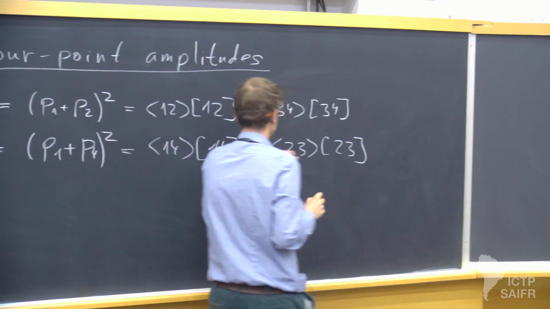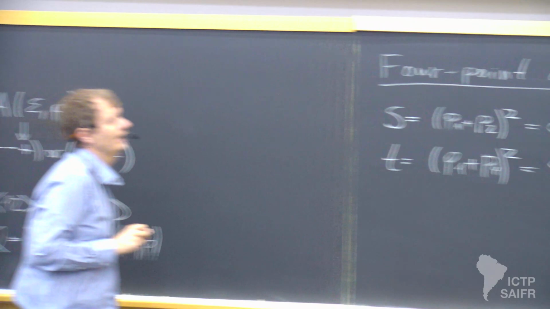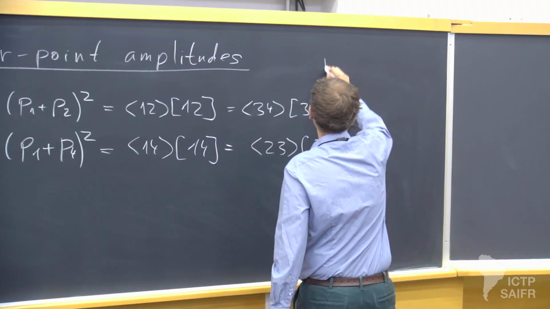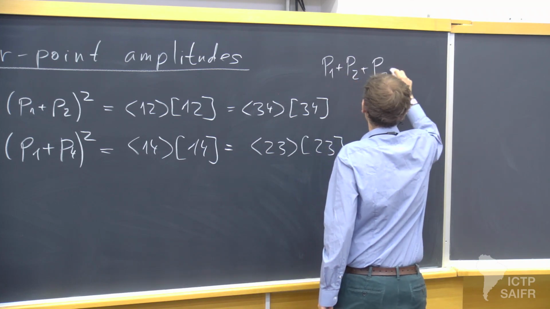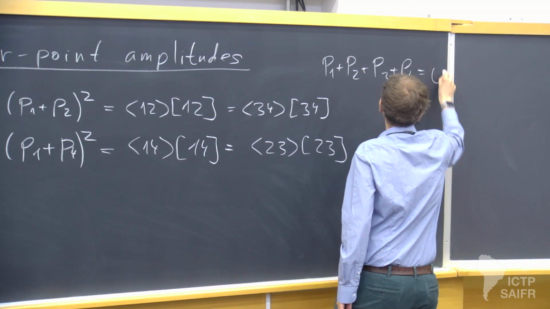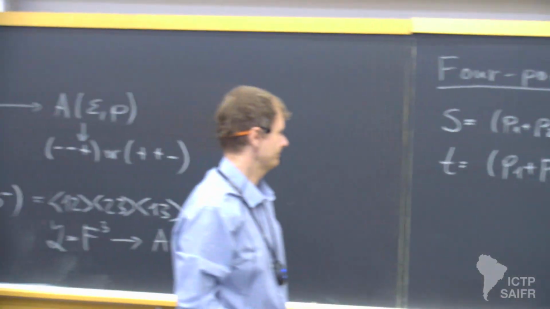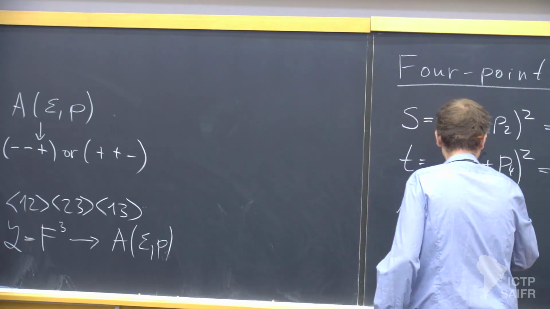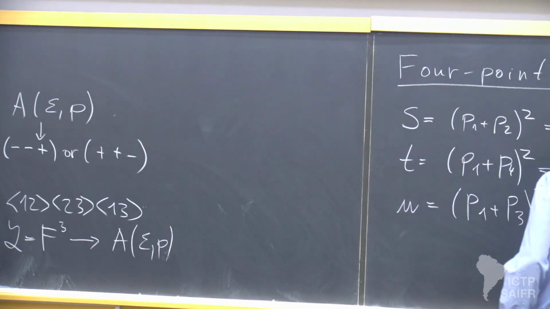These relations are special for 4-point kinematics. Yeah. At 5-point, you will not have such relations anymore. But here we are using the fact that P1 plus P2 plus P3 plus P4 is 0. There is a momentum conservation. So many things are equal, yeah, like here. And then U, (P1 plus P3) squared, which you can also write similarly.